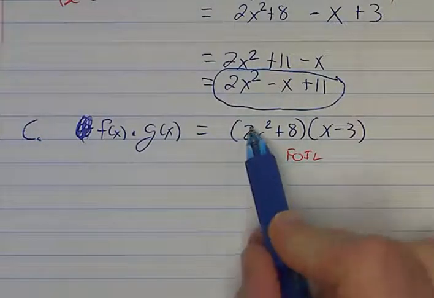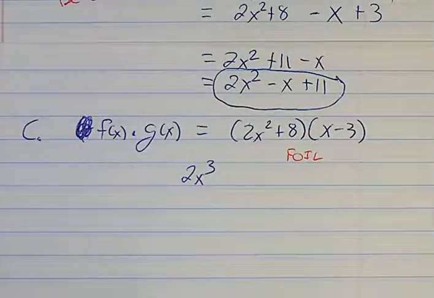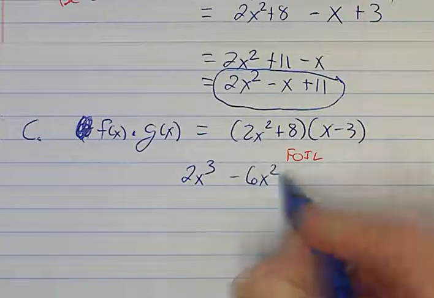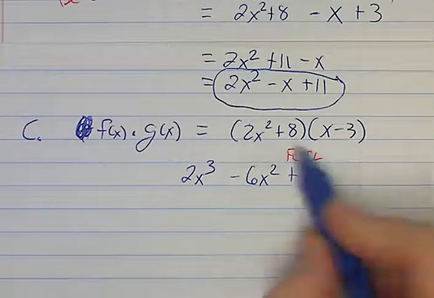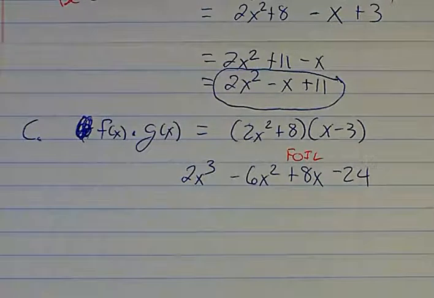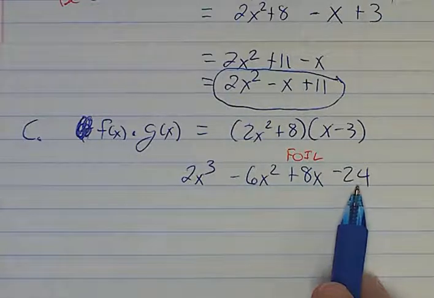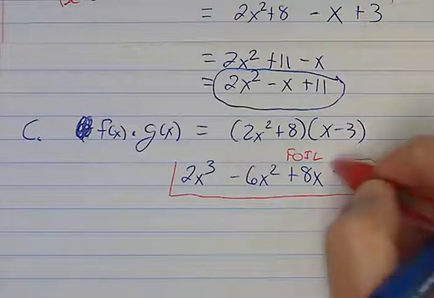So we've got 2x squared times x. That's going to be 2x to the third. 2x squared times 3, negative 6x squared. 8 times x is 8x. And 8 times negative 3 is a negative 24. And for this particular problem, the way it was set up, that's the answer, because this one's x to the third, that one's x to the second, that one's x to the first, that one's just a constant. So for this one, once you've done the full method, that's as far as you're going to go.